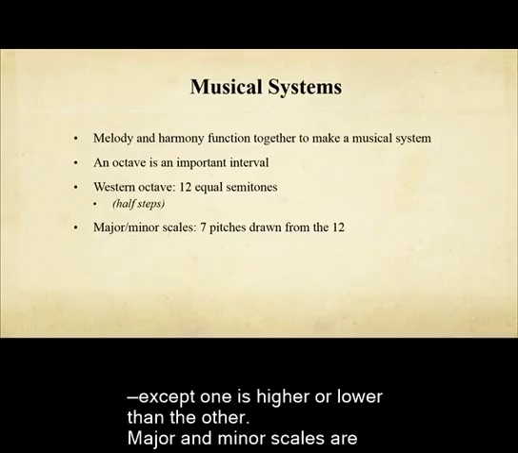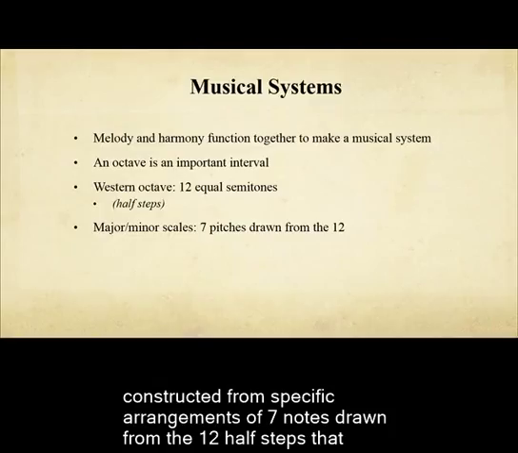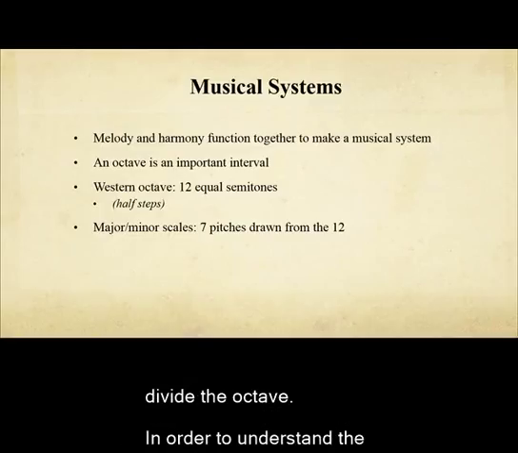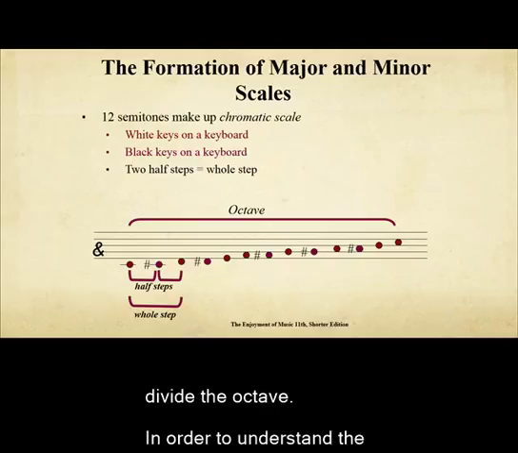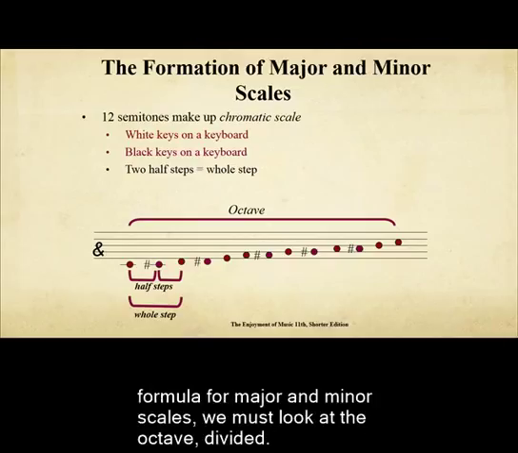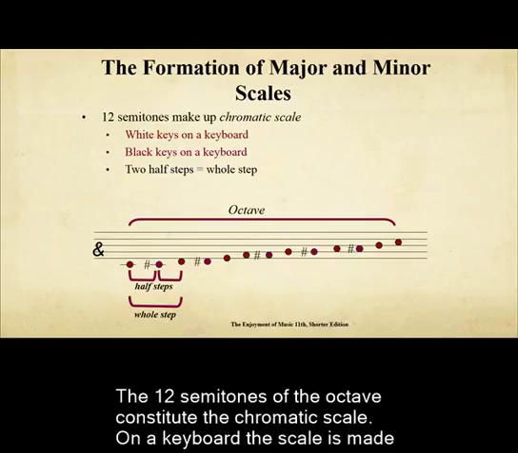Major and minor scales are constructed from specific arrangements of 7 notes drawn from the 12 half steps that divide the octave. In order to understand the formula for major and minor scales, we must first look at the octave divided. The 12 semitones of the octave constitute the chromatic scale.